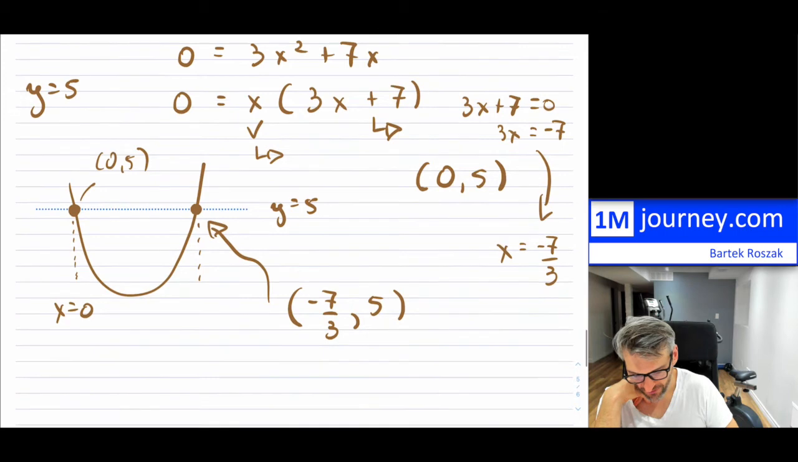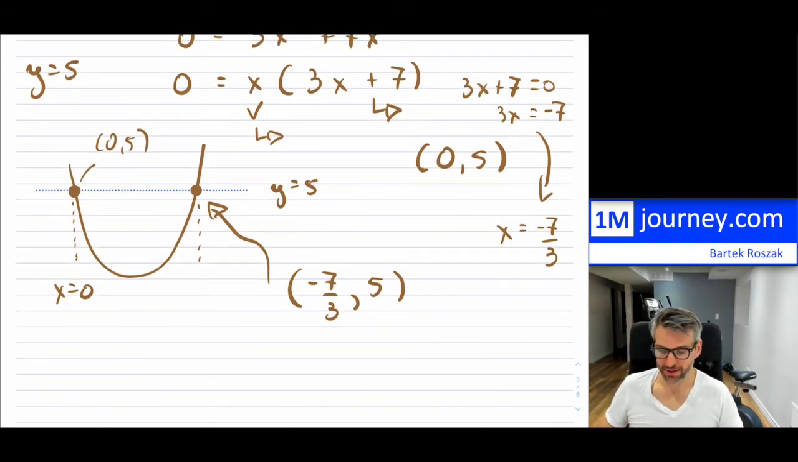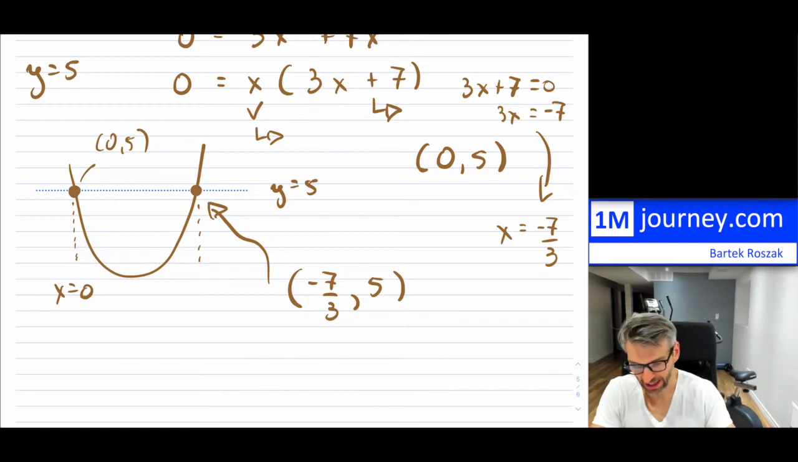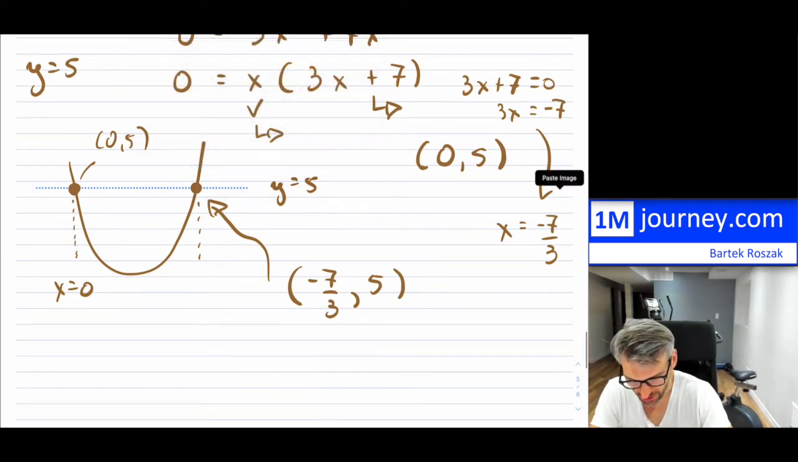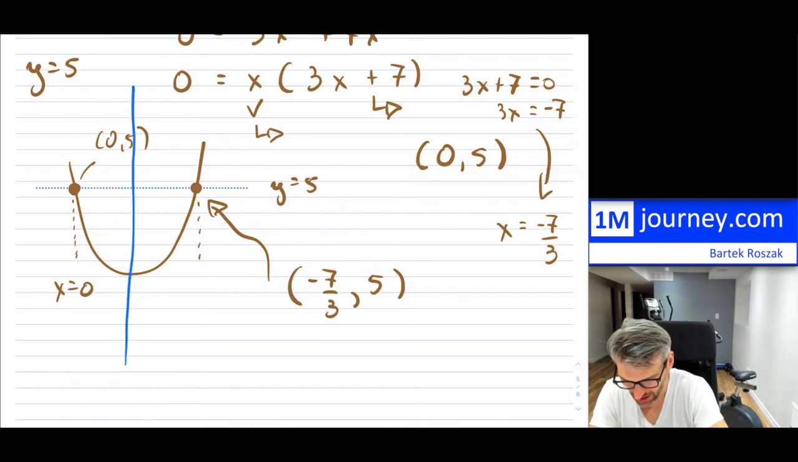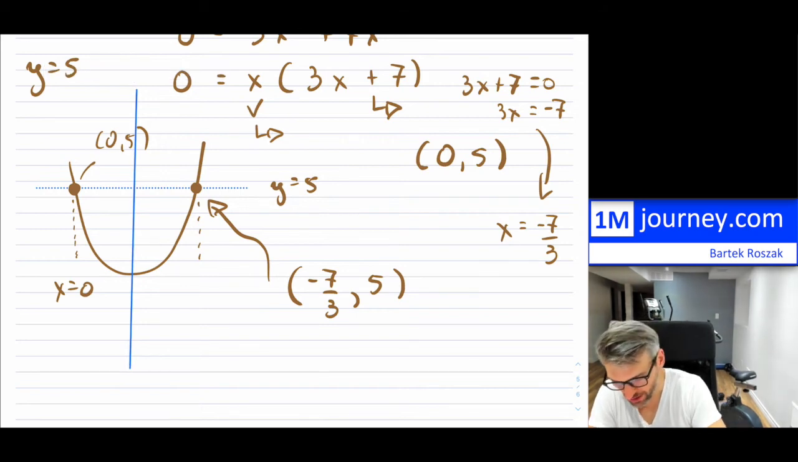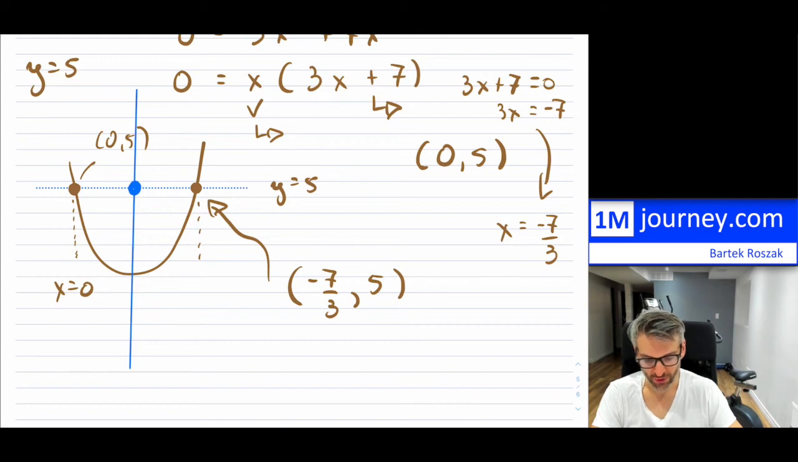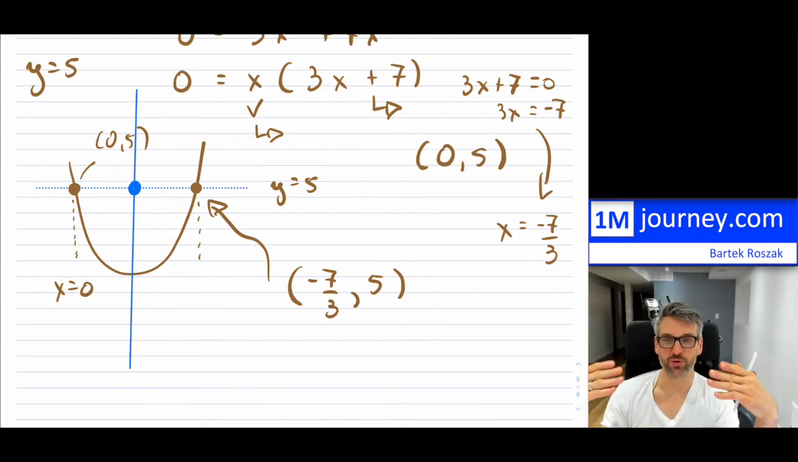So now I have found my 2 points, and the line of symmetry is the line that goes through the vertex and cuts it in the middle. So what I want to know is what this value of x in the middle is. In order to do that, I'm going to add the 2 points and divide by 2.